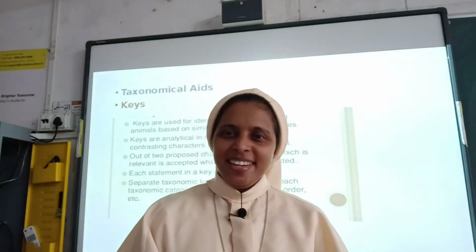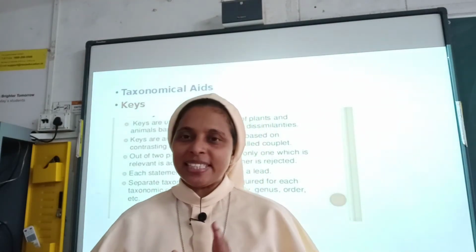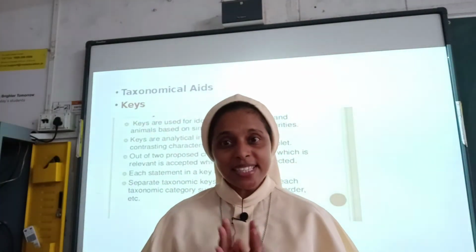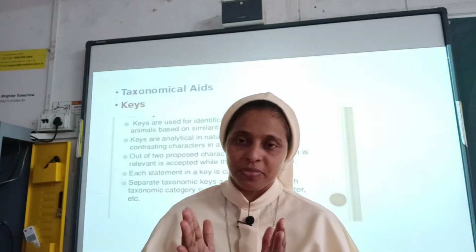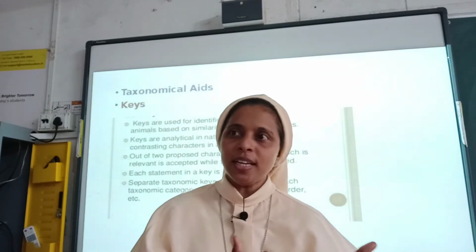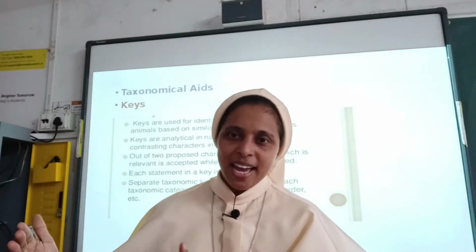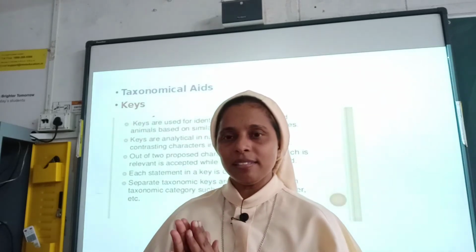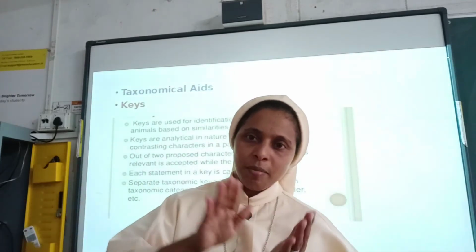Next taxonomical aid is key. So that key is a little complicated. So let's discuss in detail what keys are. Okay, what are keys? Key is nothing but the characteristic features given to the particular organism. Because of that, we move ahead with that key and we come to the conclusion. Hope it is clear to you. So key means the characteristic features given to the particular organism. With that key we are moving ahead, and then we are coming to the conclusion.